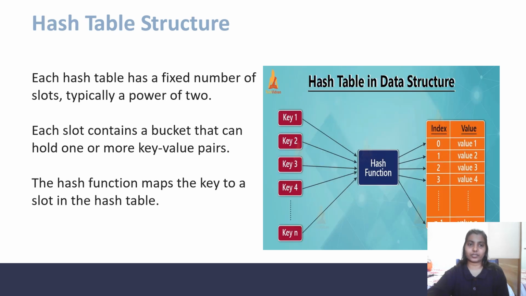Hash table structure. Each hash table has a fixed number of slots, typically a power of 2. Each slot contains a bucket that can hold one or more key value pairs. The hash function maps the key value to a slot in the hash table.